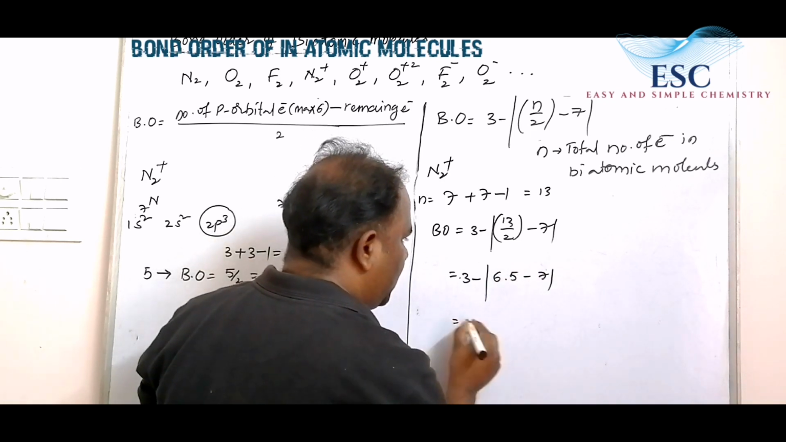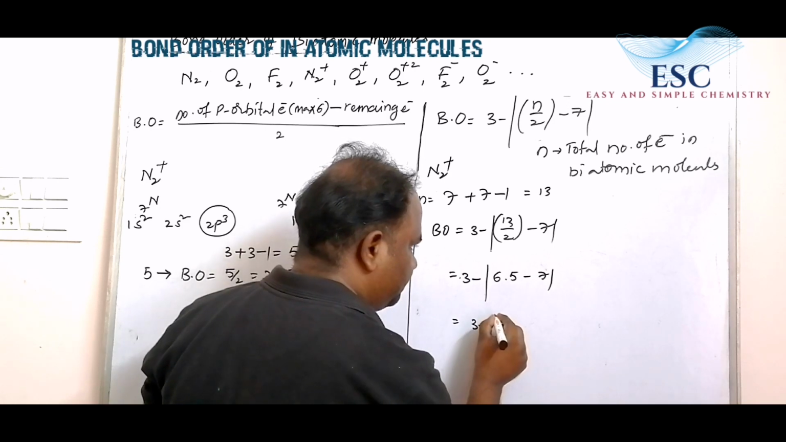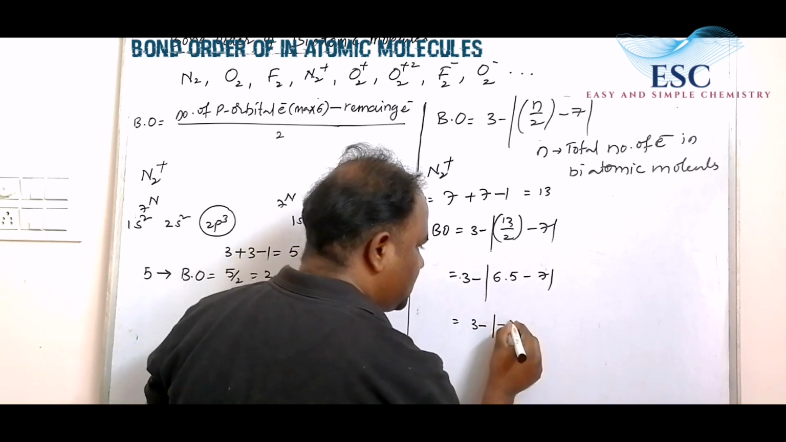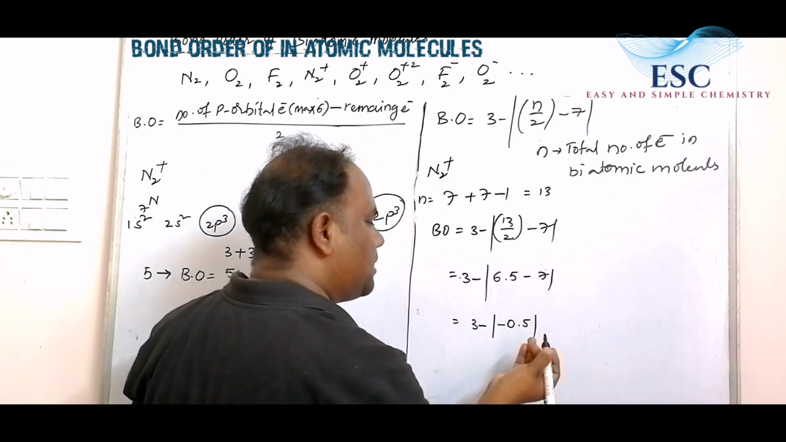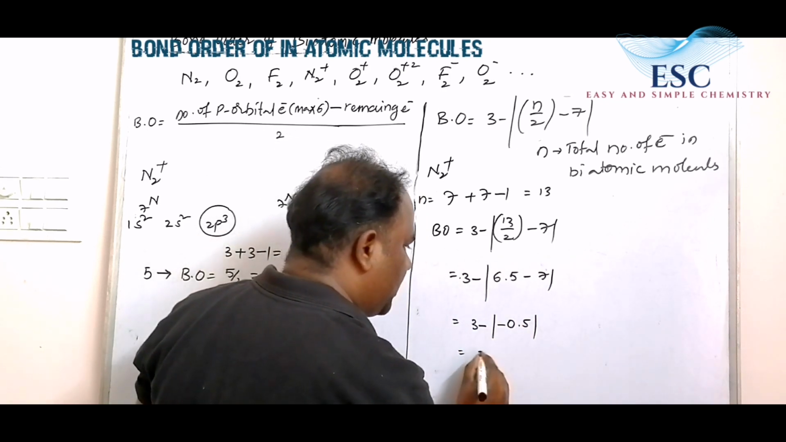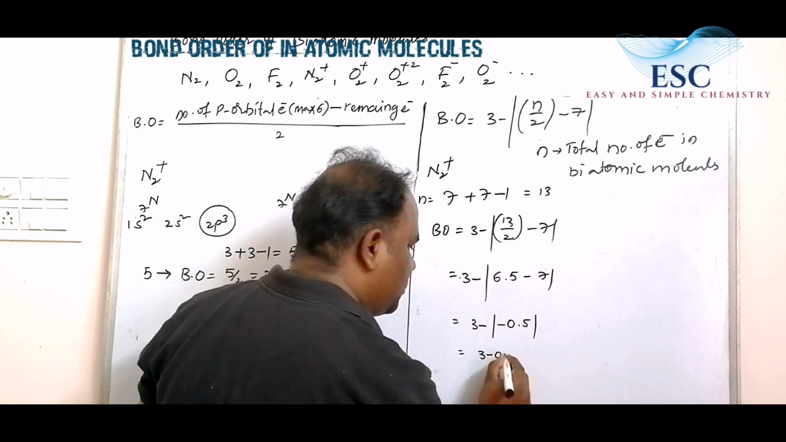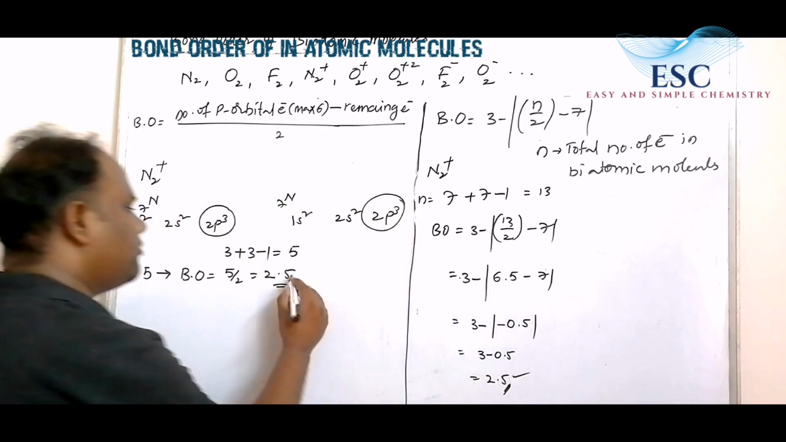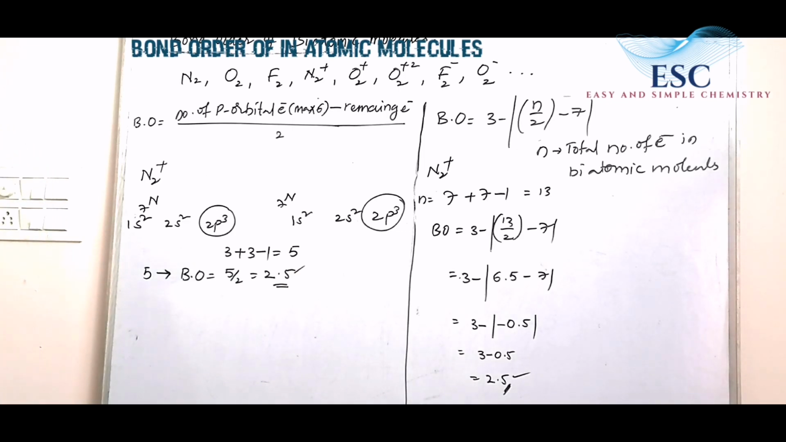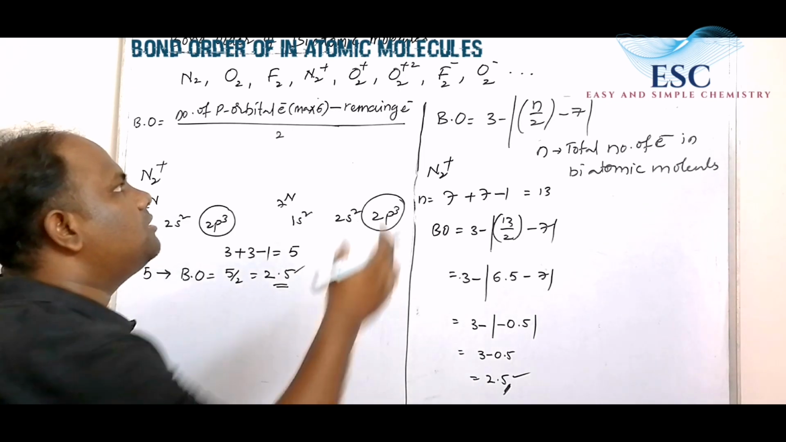Here 3 minus minus 0.5. Mod minus is also called a positive charge. That's why 3 minus 0.5 is 2.5. Same 2.5 here, 2.5 here also. Then go to another example.